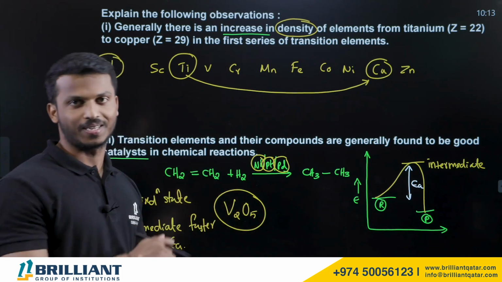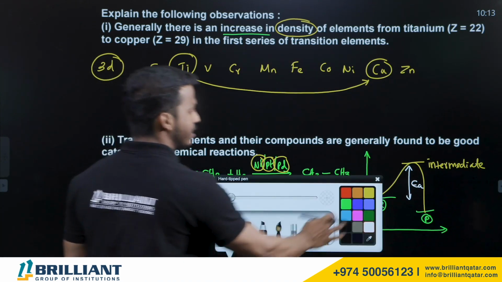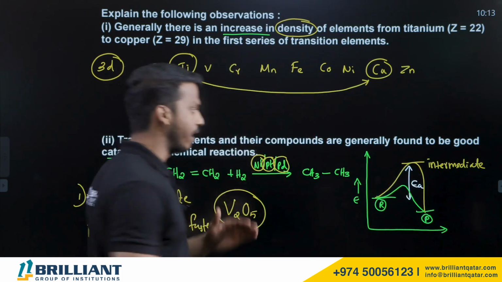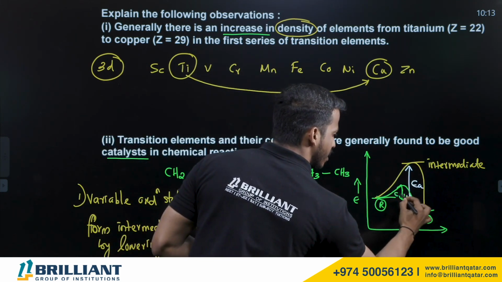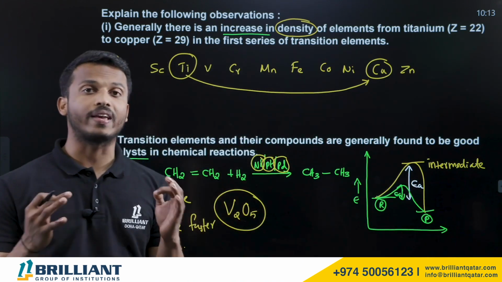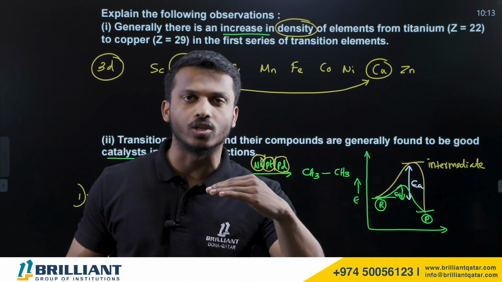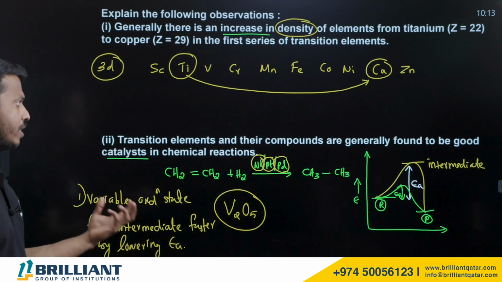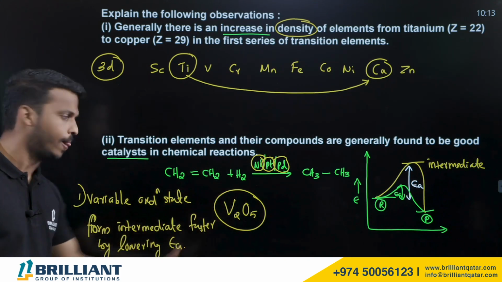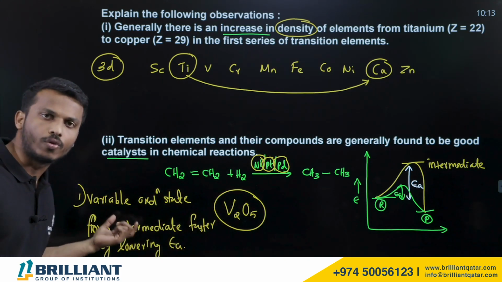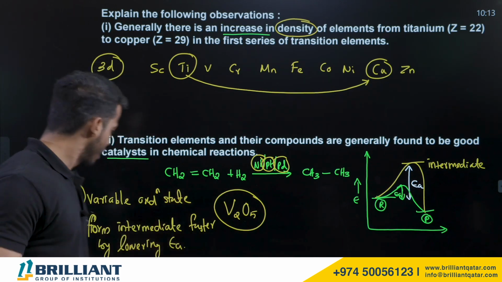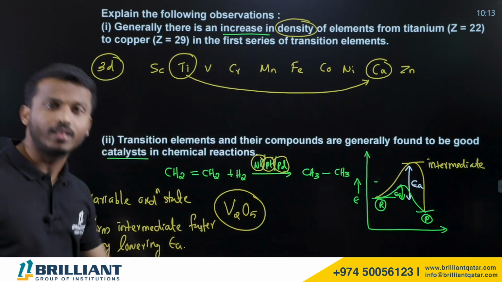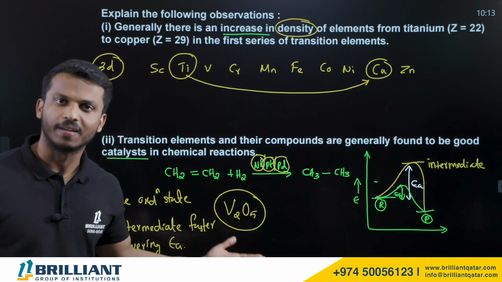Then we can use a catalyst. If you use a catalyst in this reaction, the reaction follows another path where the activation energy is much lower. So the main purpose of a catalyst is to reduce the activation energy and speed up the reaction. So why are transition elements used as good catalysts? Remember these two examples, and the main reason: they can show variable oxidation state. For that reason, they form the intermediate stage faster by lowering the activation energy, and they can speed up the reaction.